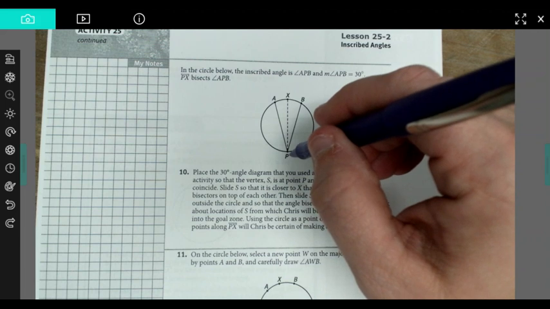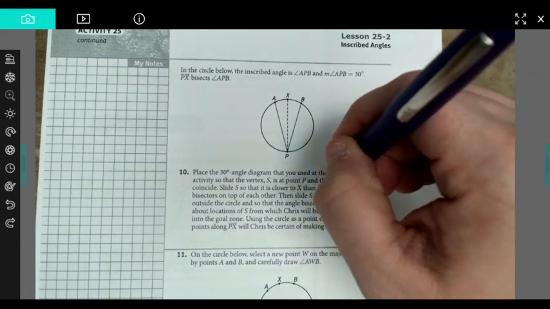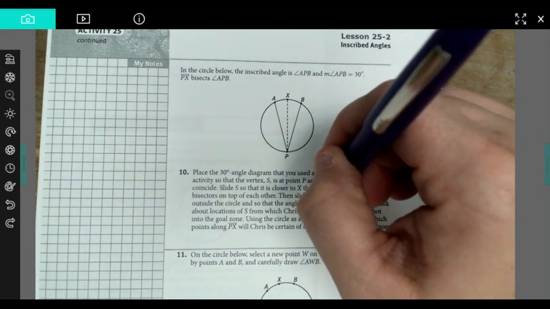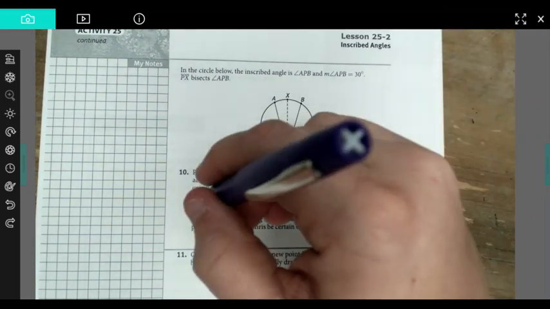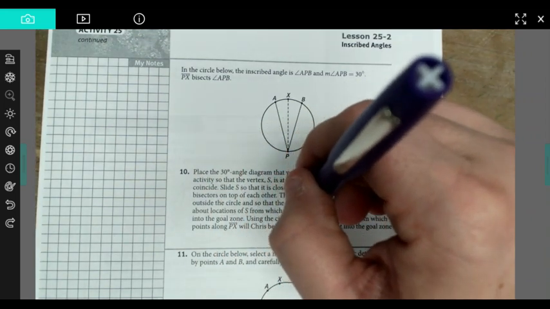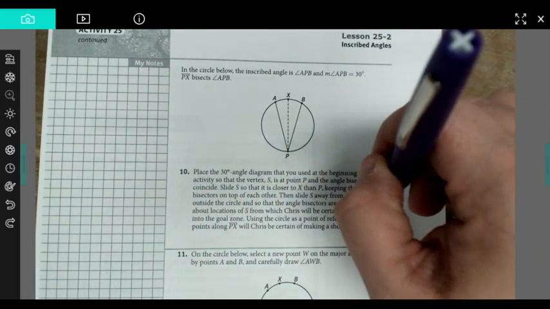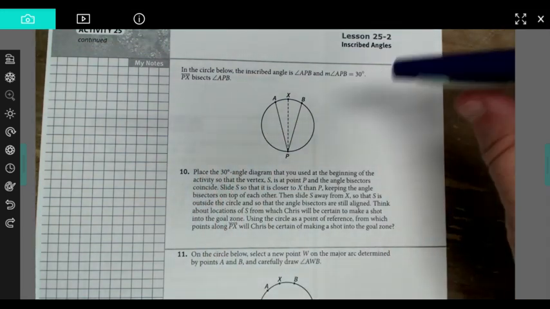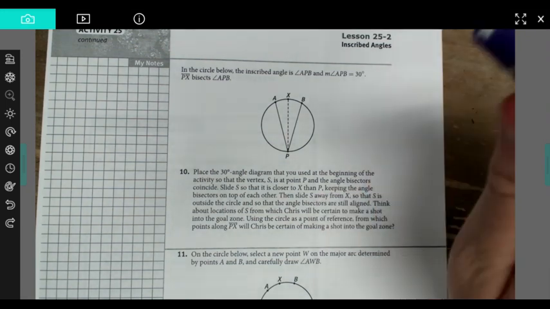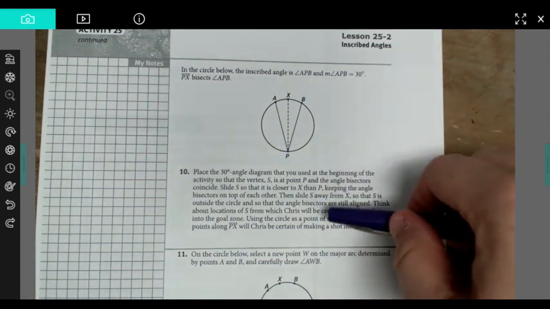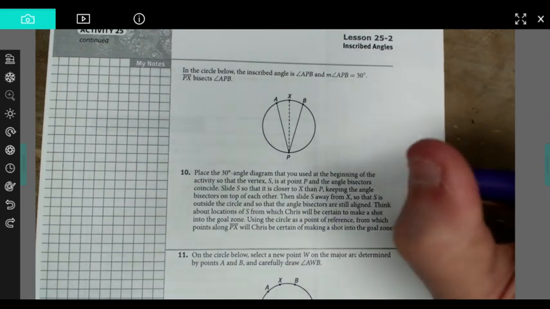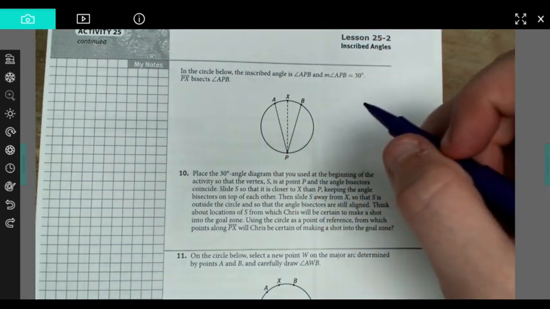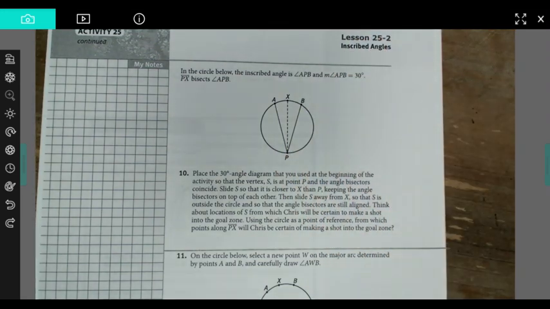Slide S so that it's closer to X than P, keeping the angle bisectors on top of each other. Then slide S away from X so that S is outside the circle and so that the angle bisectors are still aligned. Think about locations of S from which Chris will be certain to make a shot into the goal zone. Using the circle as a point of reference, from which points along PX will Chris be certain of making a shot into the goal?